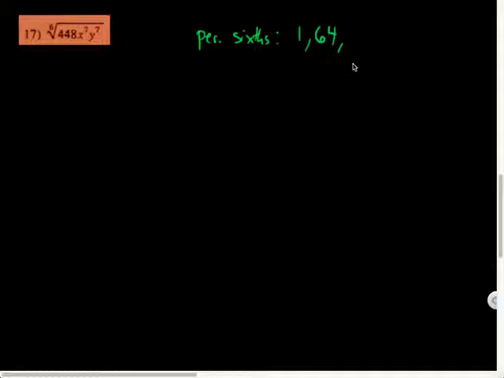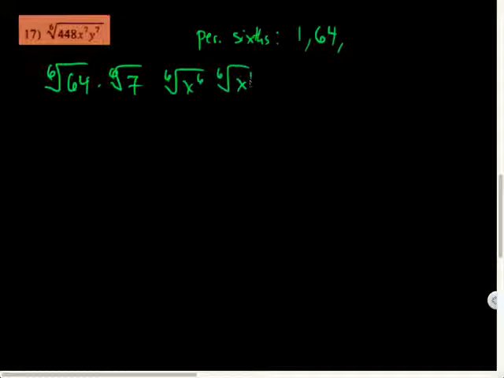Is 64 the number I hope? Does 64 go into 448? Let me open up my calculator. 448 divided by 64. It goes in 7 times. Yay! So I'll have the 6th root of 64 times the 6th root of 7. Wow. x to the 7th. Oh, why couldn't it be a 6th? Well, I could make it x to the 6th, right? 6th root of x to the 1st.